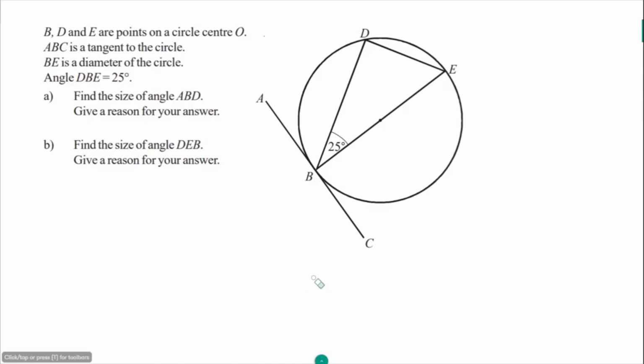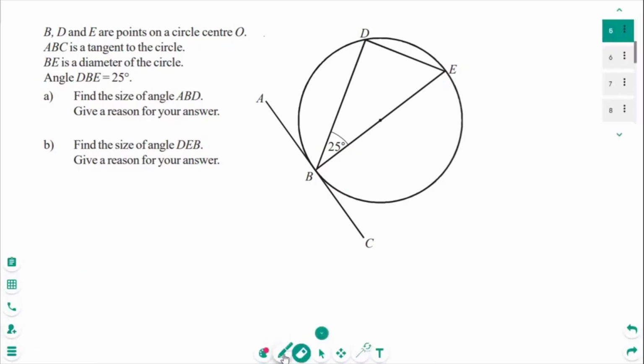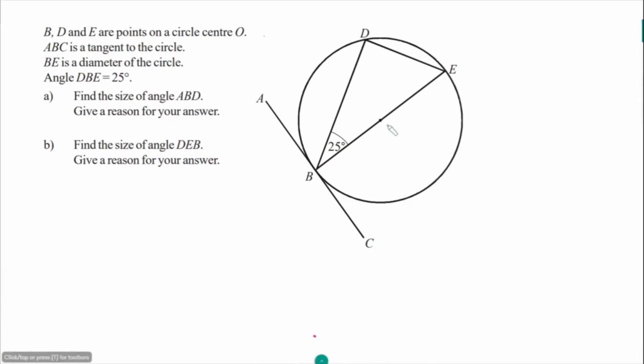Now this looks a little bit complex, but it's very simple. But let's look at it first of all. Now B, D, E are points on the circle with center O. Now center O is going to be somewhere here. And ABC is a tangent. This is a tangent. And BE is a diameter. And angle DBE is 25 degrees. Good. Now the question says, find the size of angle ABD. ABD is definitely going to be somewhere here.